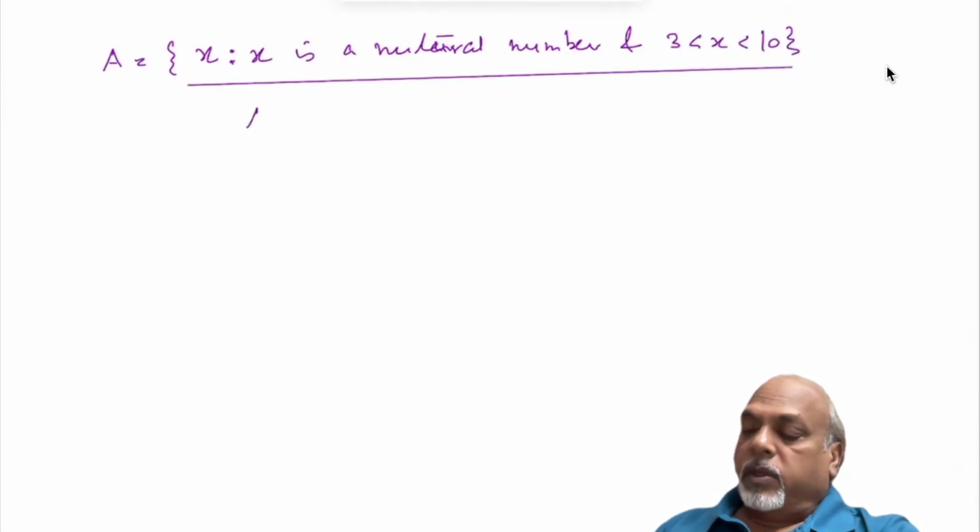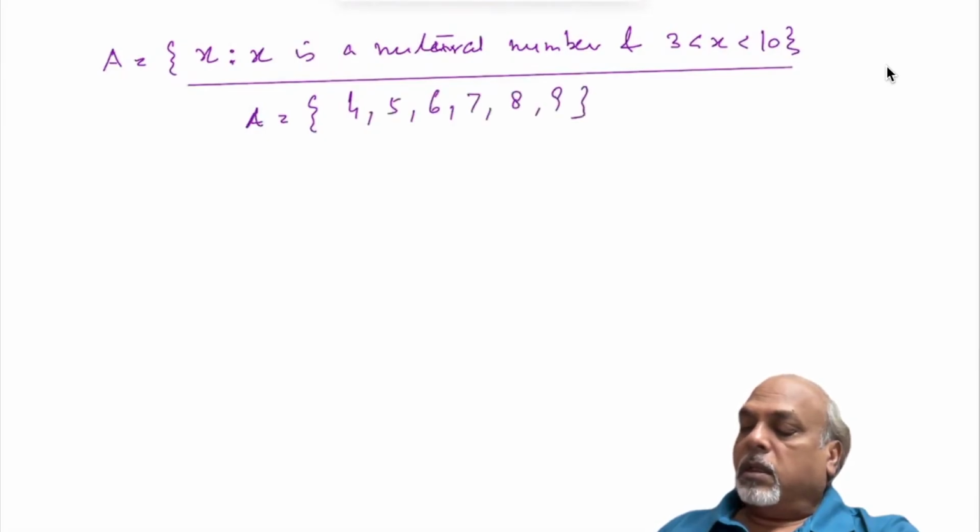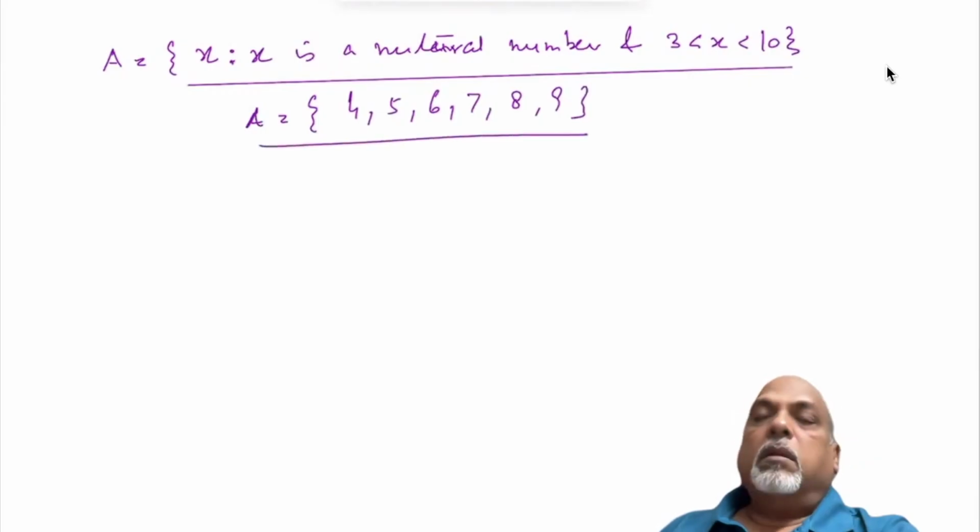These numbers will be in the roster form. If you want to write, this will be 4, 5, 6, 7, 8, 9. So this is just the roster form, and the above one is the set builder form. Correct?